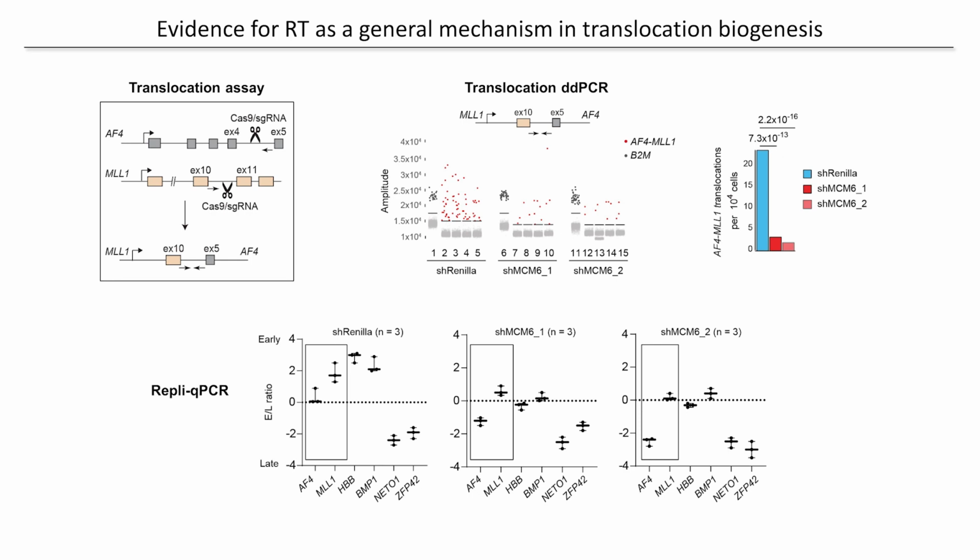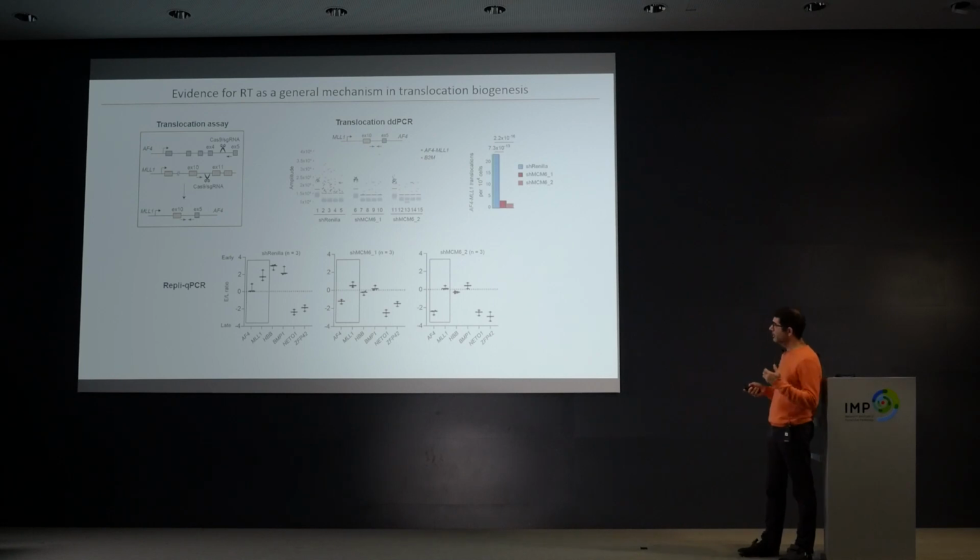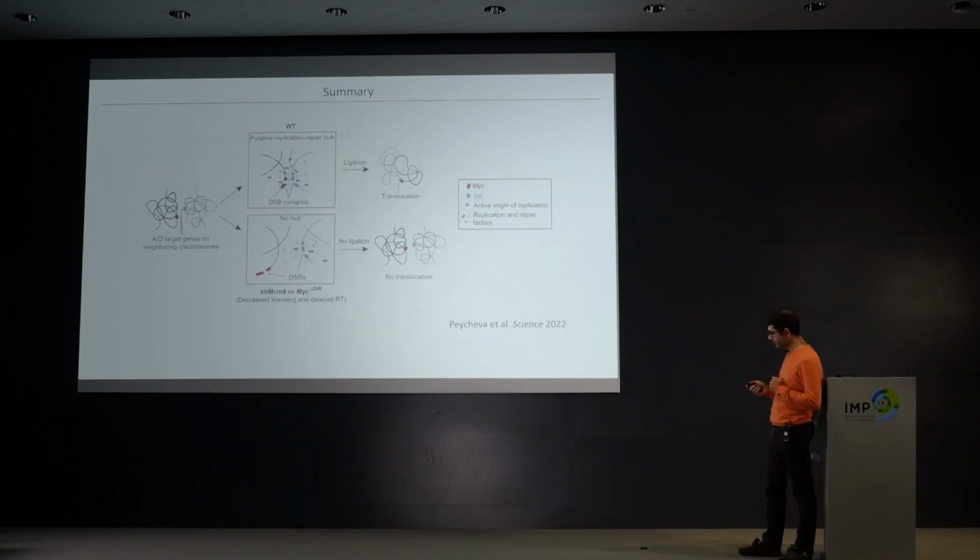And so once again, we could see that the loss of replication timing, or the disruption of replication timing, was correlating with the decrease in translocations, suggesting that replication timing driven translocation biogenesis may be a general feature of translocation biogenesis across cell types and species.